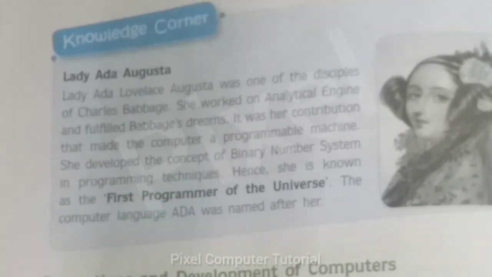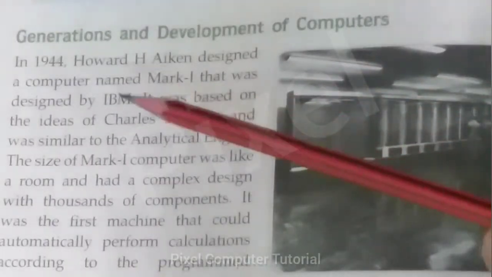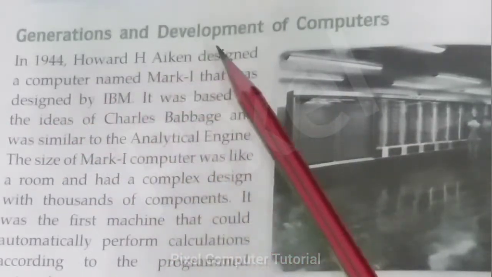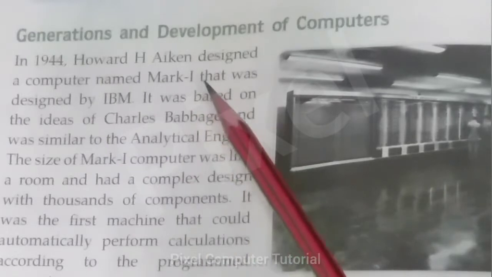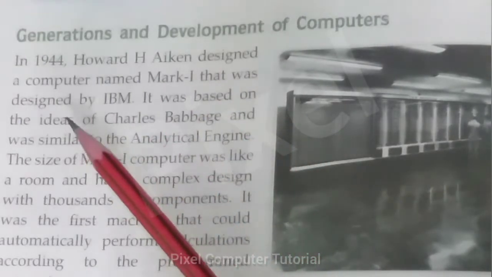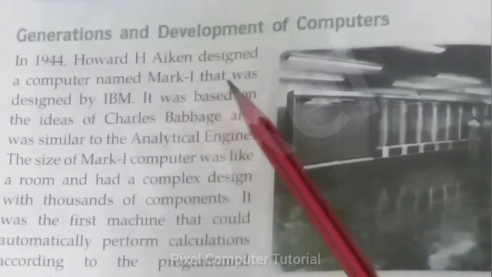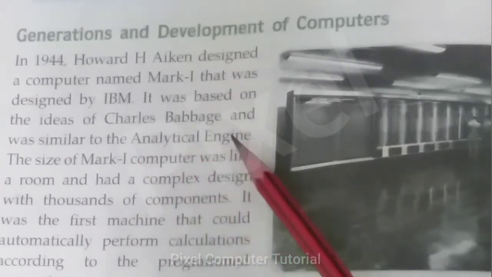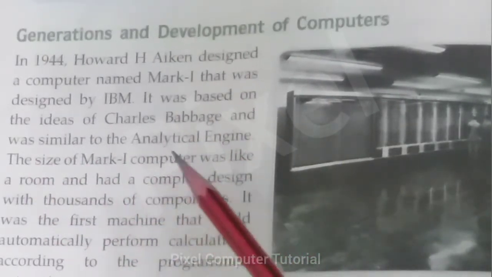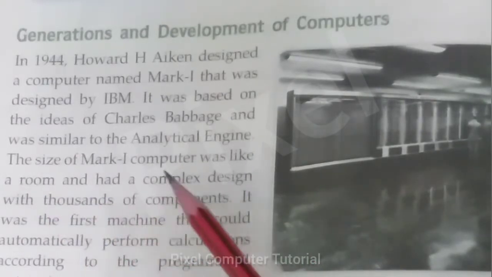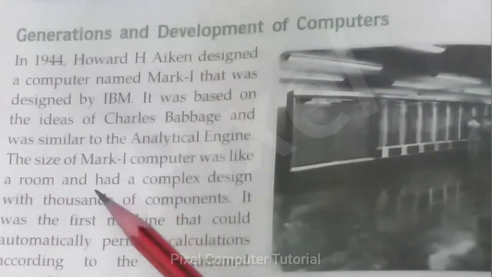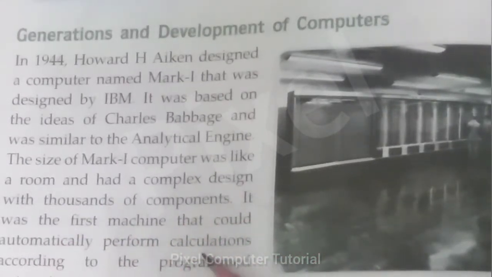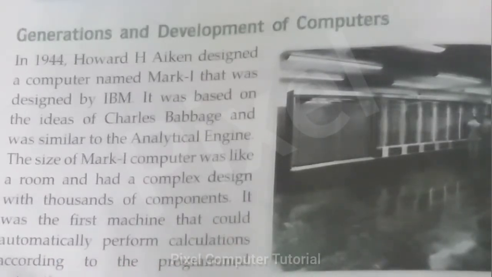Alright, so we will be learning about generations and development of computers. In 1944, Howard Aiken designed a computer named Mark I that was built by IBM. It was based on the idea of Charles Babbage and was similar to the analytical engine. The size of the Mark I computer was like a room and it had a complex design with thousands of components. It was the first machine that could automatically perform calculations according to programmed instructions.